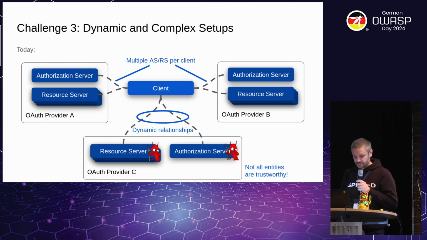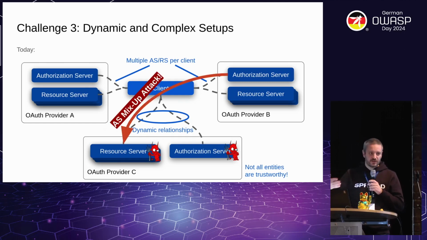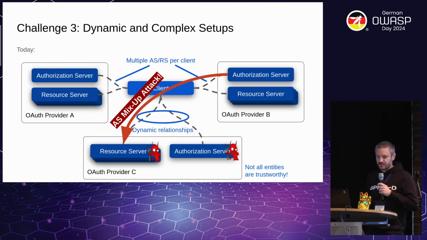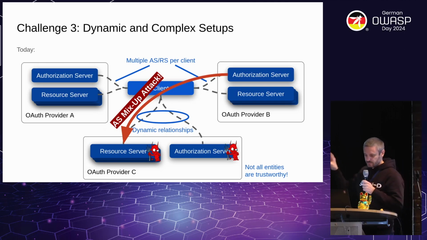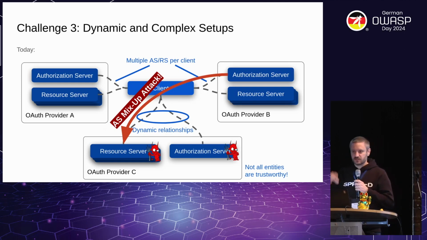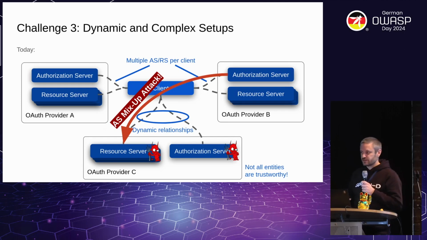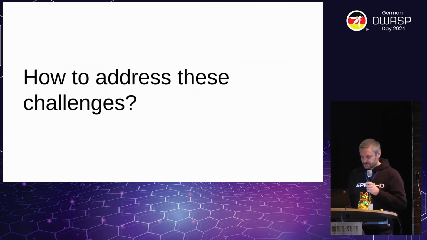And if one of the servers is hacked, I mean, obviously that server now has a problem, but it should not be able to launch attacks on other elements in the ecosystem, which is, for example, what we see in the AES mix-up attack, where one compromised server can get a token from another one that is not compromised yet, and thereby undermine the security of the whole ecosystem. Yeah, so lots of challenges.